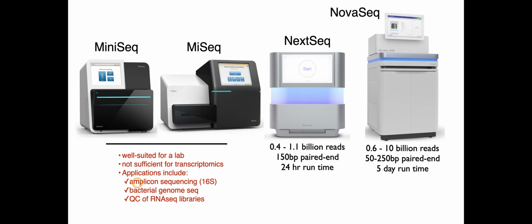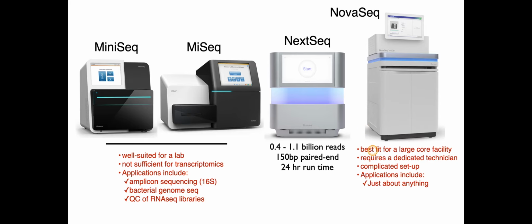So the MiniSeq and the MiSeq are really very well suited for a lab, but just aren't sufficient for transcriptomics. They're really well suited for things like amplicon sequencing, and that could be targeted PCR panels, 16S sequencing of the kind you would do for microbiome profiling. It's really good for bacterial genome sequencing and bacterial transcriptome sequencing, and even quality control of very large RNA-seq experiments so that you can check all of your libraries before spending the money on a much larger NovaSeq run.